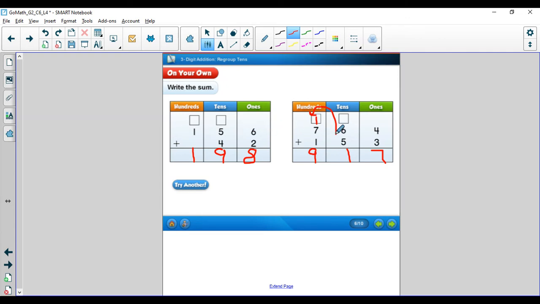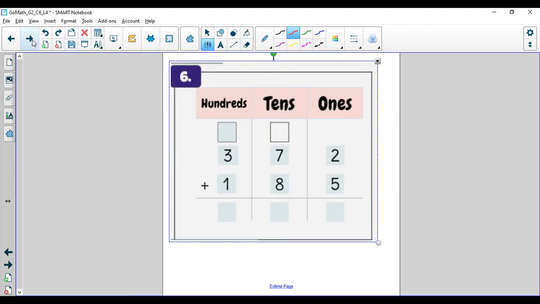If you got any of this wrong, I want you to make sure you're correcting along the way. Let's take a look at what you did in number 6. In number 6, you saw 372 plus 185. You added your ones column. 2 plus 5 equals 7. No need to regroup.